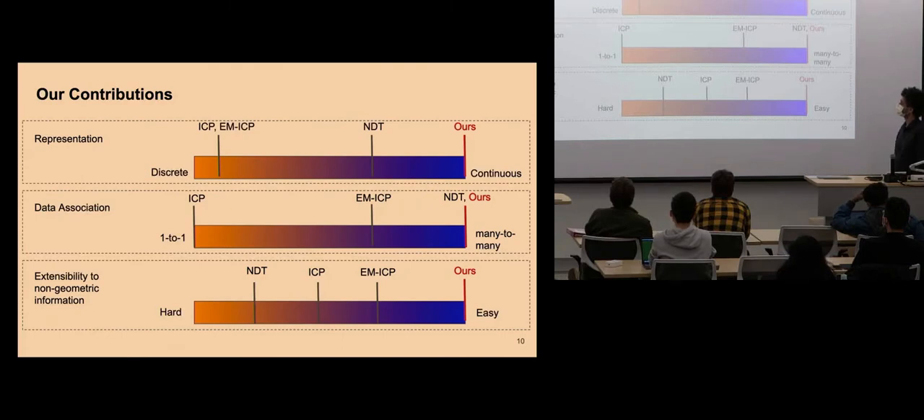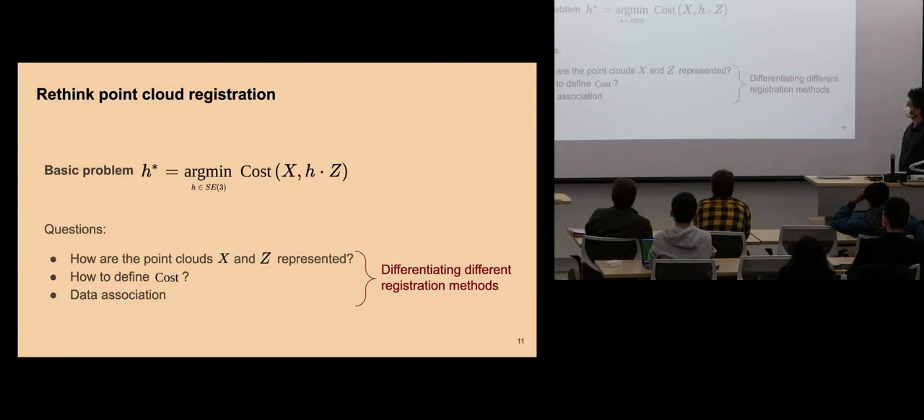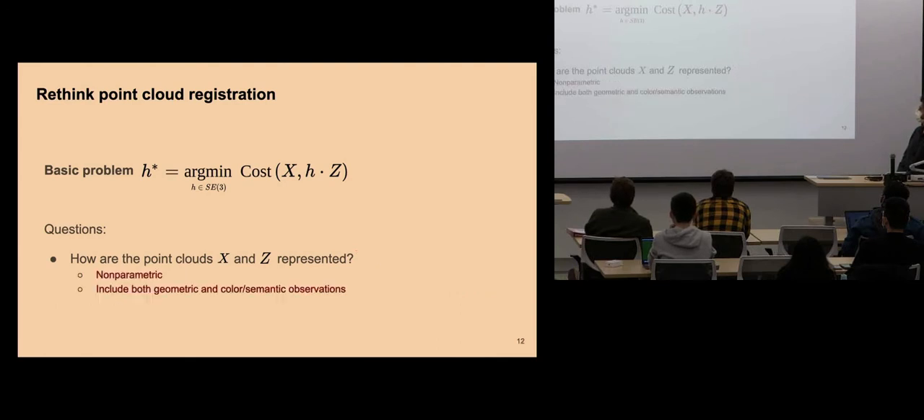In this work, we propose a new point cloud registration method that is continuous, that doesn't rely on one-to-one data correspondence, and it is easily extendable to non-geometric information like color or semantics. Let's go back to our basic problem. We want to find a good representation for the two point clouds x and z, and we want to define a suitable cost function for them. Finally, we want it to be data association free. The two point clouds representation should include both the geometric and color semantic observations.